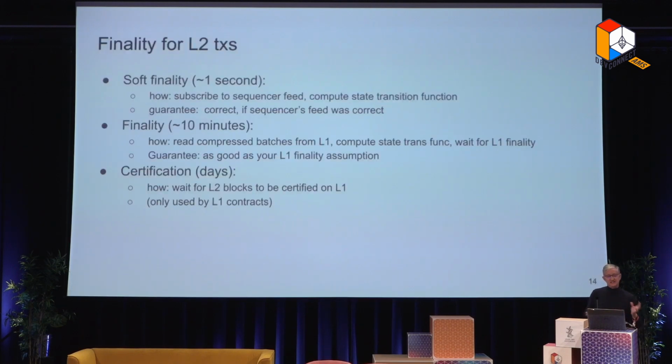So what this does is it gives you sort of 3 stages of the settling of your transaction. First, there's soft finality, that is finality which is good if the sequencer's soft guarantee of ordering is correct. You can receive that by subscribing to the sequencer feed and then computing the state transition function for yourself. And the guarantee here is that it's correct if the sequencer's feed was correct. That's one reason we're turning the sequencer into a decentralized system, so that you can have more trust in that guarantee.